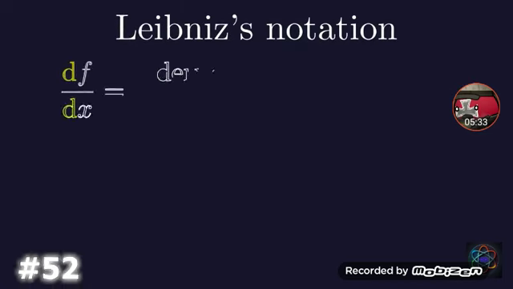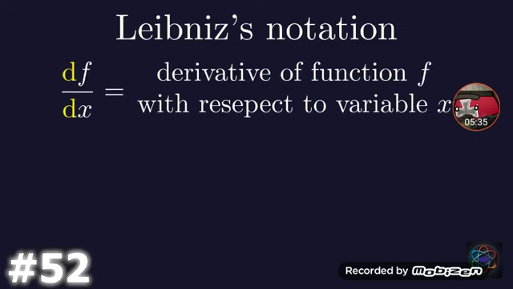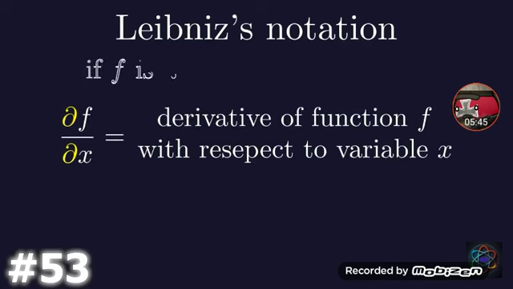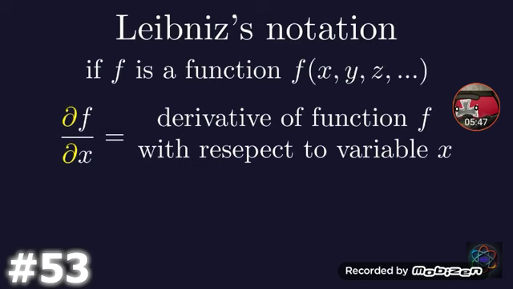The Leibniz notation for derivative represents the derivative of a function or a variable at the top with respect to the variable at the bottom. If we round the d, we get a notation that represents the partial derivative. It is used for a function of several variables.